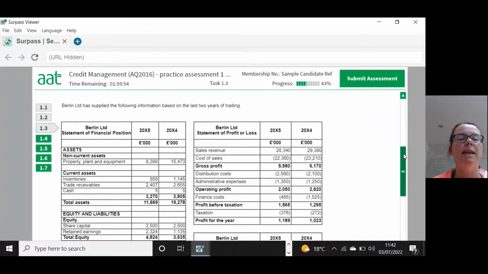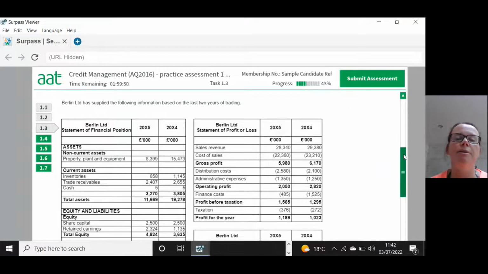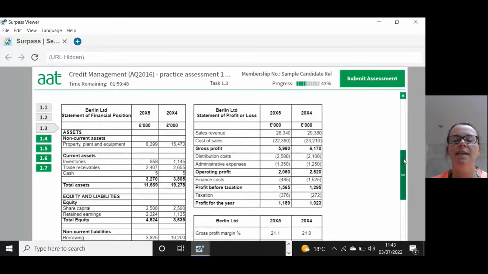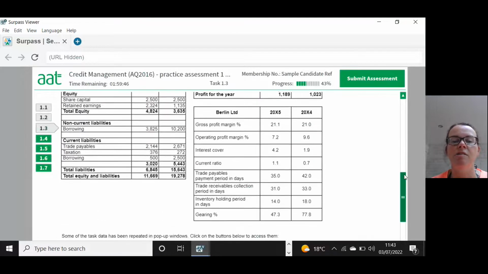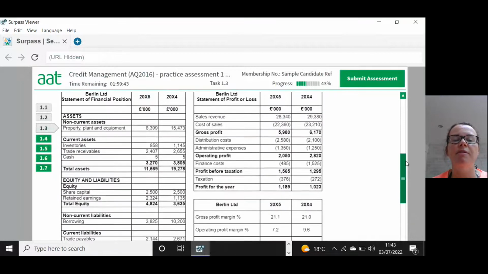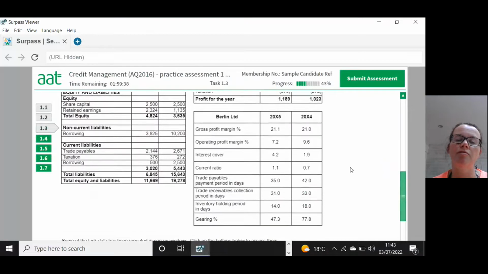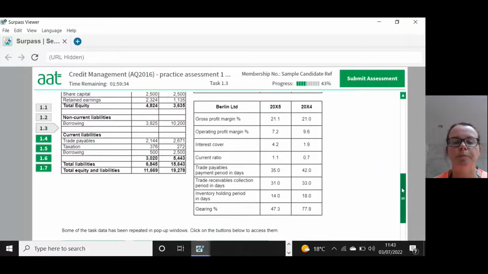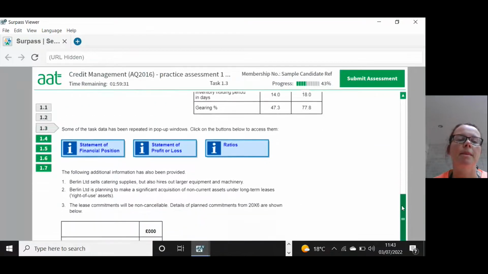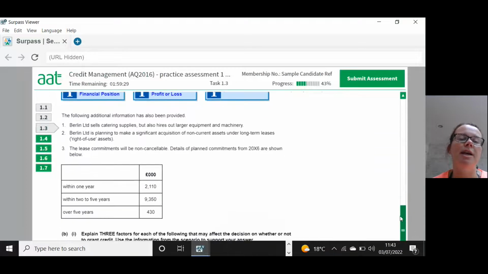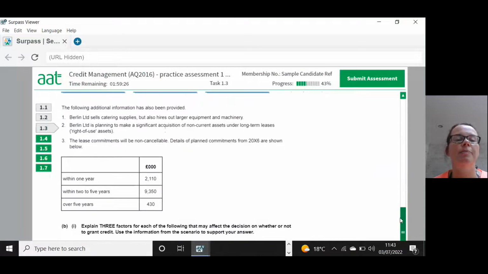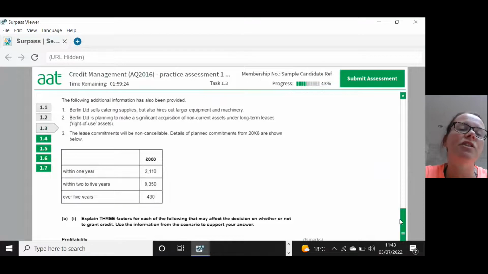Right, then we move on. Berlin Limited has supplied the following information based on the last 2 years of trading. Right, so we have their statement of financial position, statement of profit or loss, and a number of ratios that have been calculated year on year. The following additional information has also been provided. Berlin Limited sells catering supplies, but also hires out larger equipment and machinery.